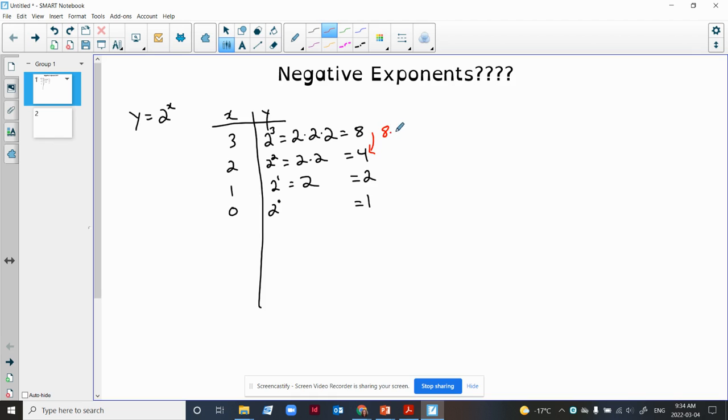So 8 divided by 4 is equal to 2. Okay, that makes sense, right? Because here we had 2 times 2 times 2. Here we only have 2 times 2. We had another factor of 2. Okay, so then to go from 4 to 2, if we do 4 divided by 2, it's also equal to 2. Again, makes sense.